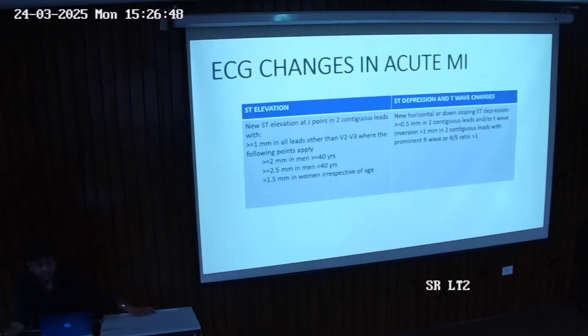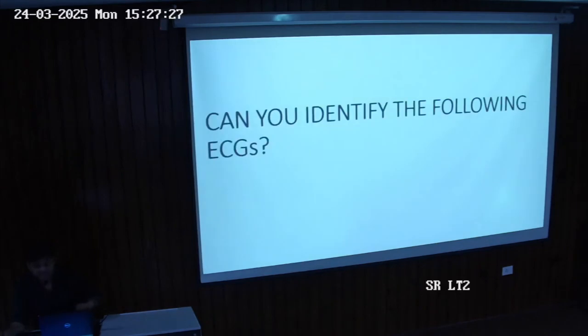So new ST elevation at the J point in 2 contiguous leads. More than 1 mm in all leads other than V2 and V3, or you can say roughly more than 1 mm ST elevation. More than 2 mm in men over 40 years, more than 2.5 in those under 40 years, and more than 1.5 in women. That is the rough criteria, but you should remember more than 1 mm in the precordial leads is significant. In the inferior leads it should be more than 1. ST depression and T wave inversion also show acute MI changes.